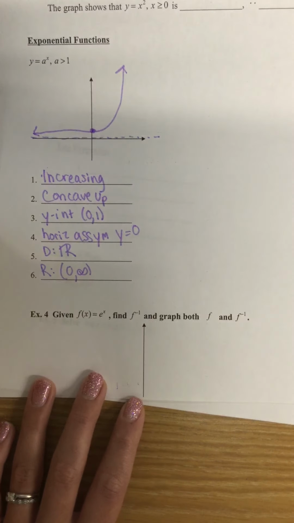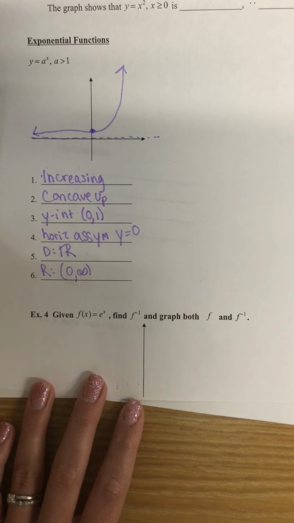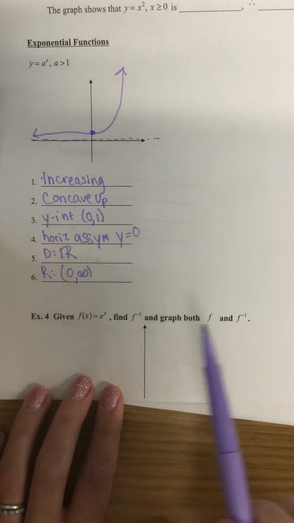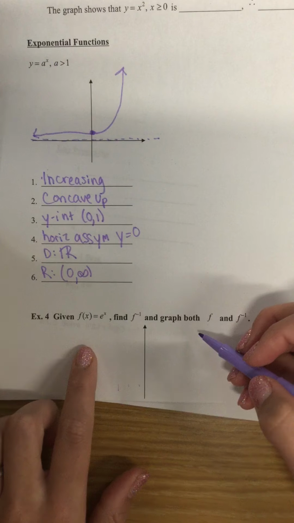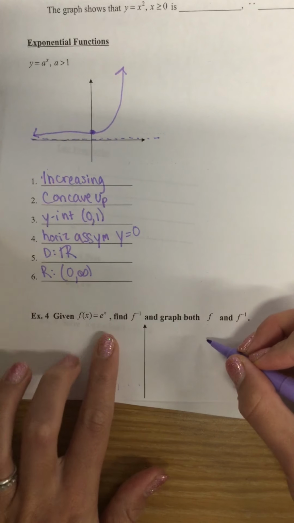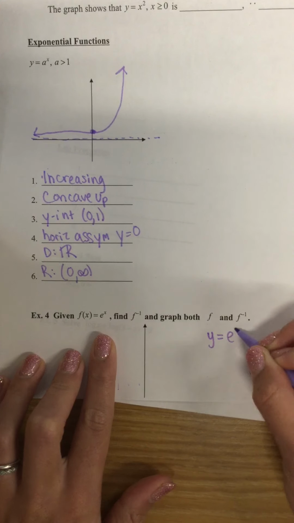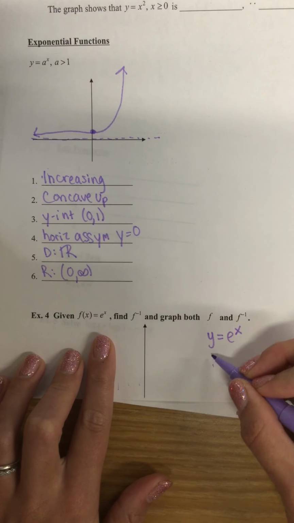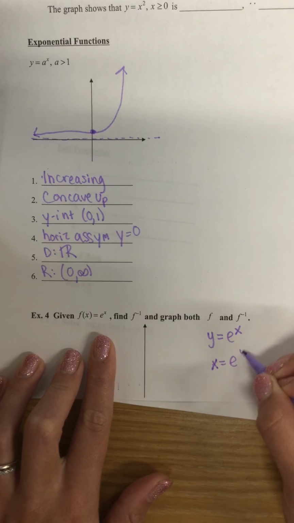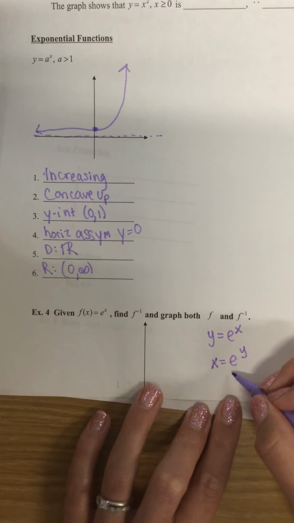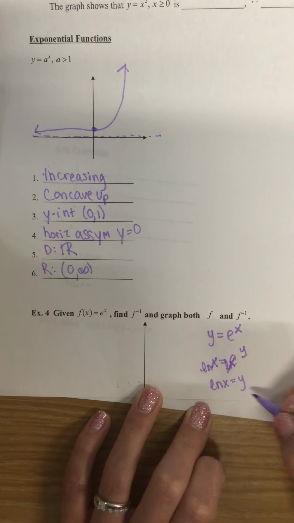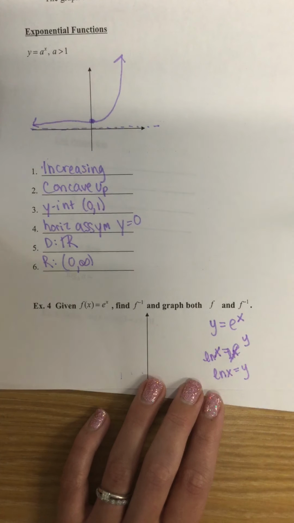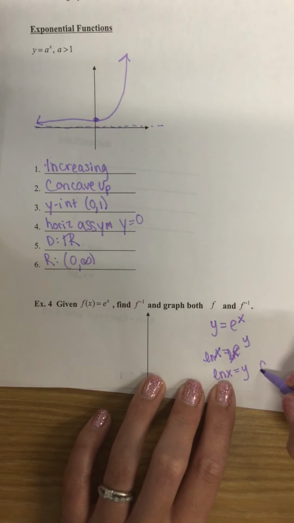Okay, we're now looking at, given the graph of f of x, find f inverse and graph both f and f inverse. So we have f of x equals e to the power of x, and if we wanted to rewrite this as the inverse, we can rewrite f of x as y. It's the same thing, they're interchangeable. So if I'm looking for inverse, I switch my x and my y. And then I solve for y. Well, to solve for y here, I have to do ln. So ln of x equals y. That's my inverse. So right here, my inverse, f inverse of x, is actually ln of x.